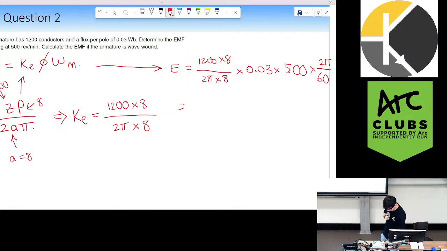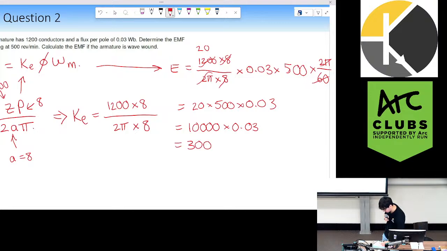If I simplify this, these two will cancel out. This will be a 20. And the 8s cancel out as well. We have 20 times 500 times 0.03. And that will be 10,000 times 0.03, which gives us 300 volts. Cool. So this is for lap wound.